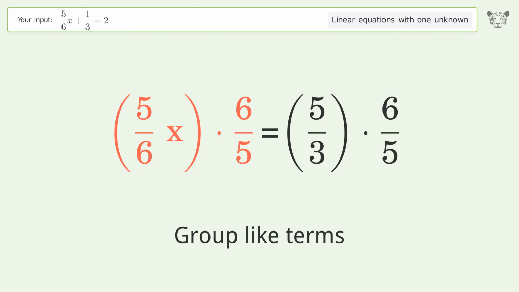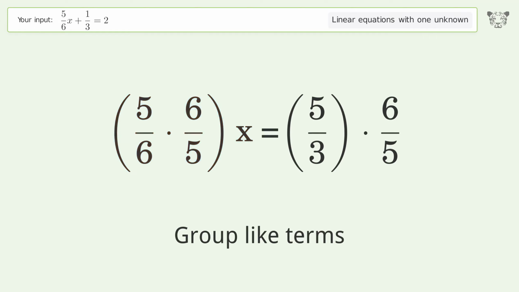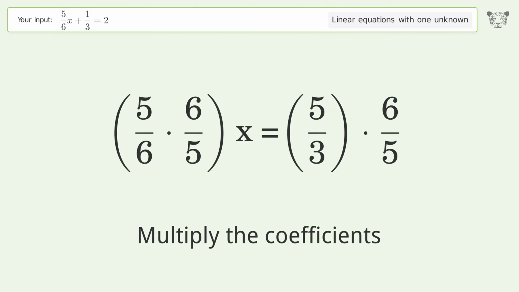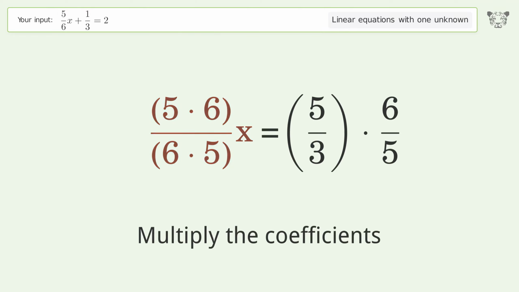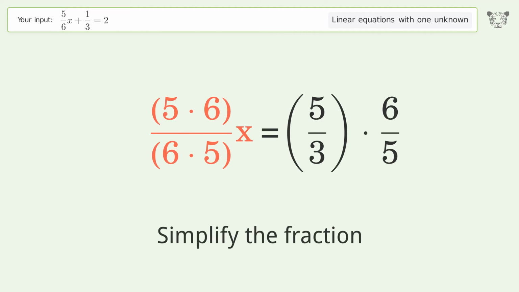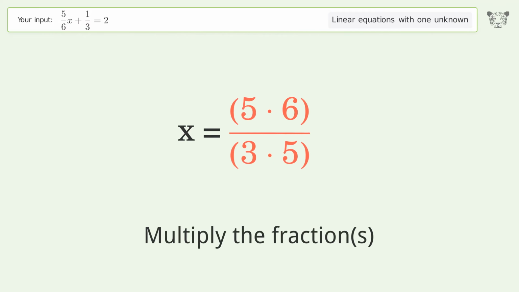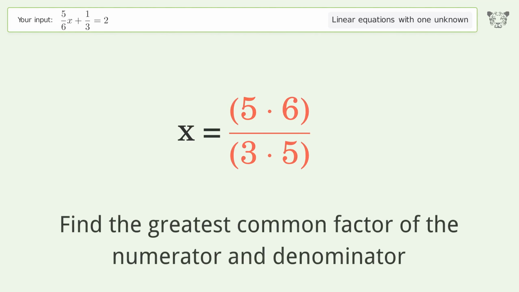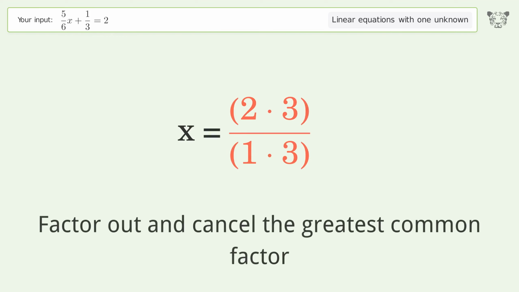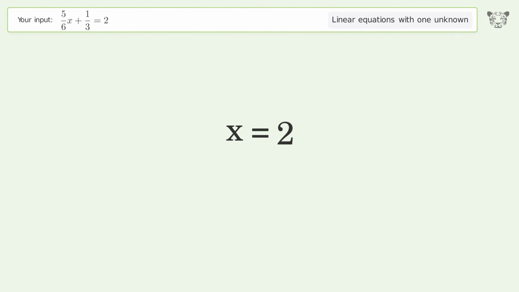Group like terms. Multiply the coefficients. Simplify the fraction. Multiply the fractions. Find the greatest common factor of the numerator and denominator. Factor out and cancel the greatest common factor. And so the final result is x equals 2.